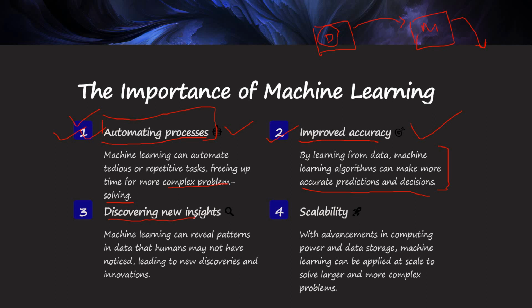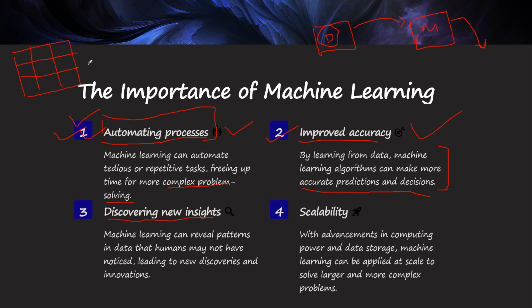The third one is discovering new insights. Here it is saying that machine learning can reveal patterns in data that humans may not have noticed. When we are talking about data patterns, pattern recognition is one of the most common aspects of machine learning. If there is a data set of a class of students, and we have trained a model to analyze that data set and give us some exploratory data analysis results, machine learning can give us some trend analysis for the students.